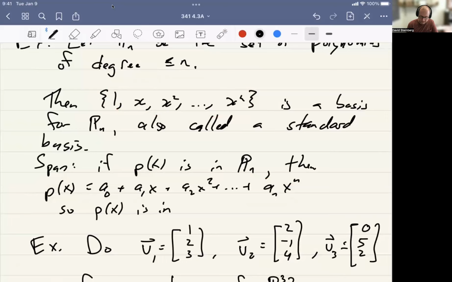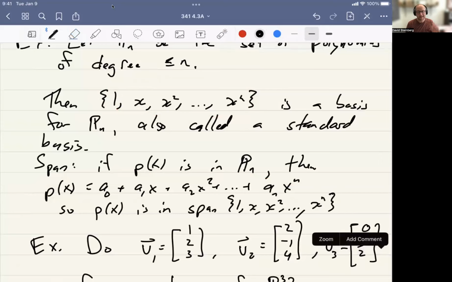So we see that P of x is in the span of this set. We won't show that it's linearly independent yet, but it's a fact from algebra that we'll see eventually. Okay. Pardon me while I fuss over the little n here.